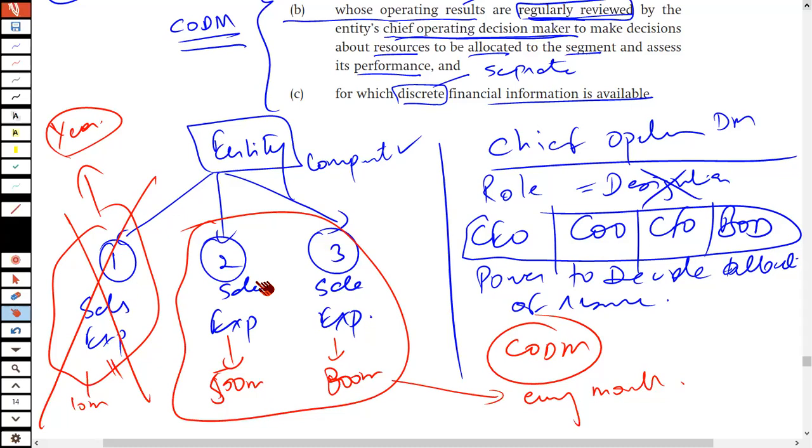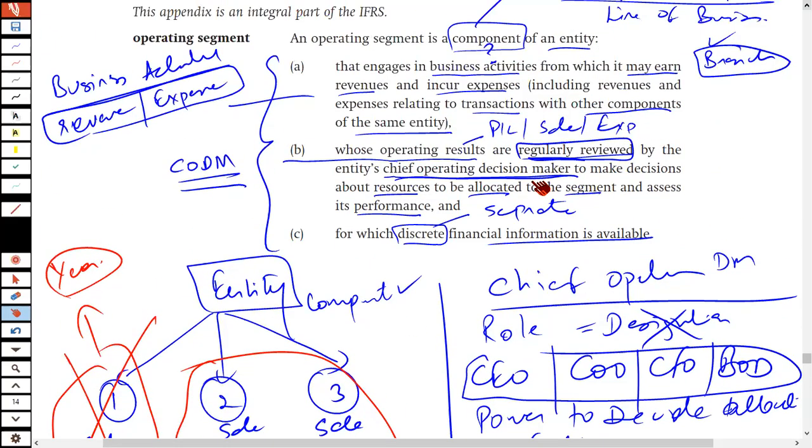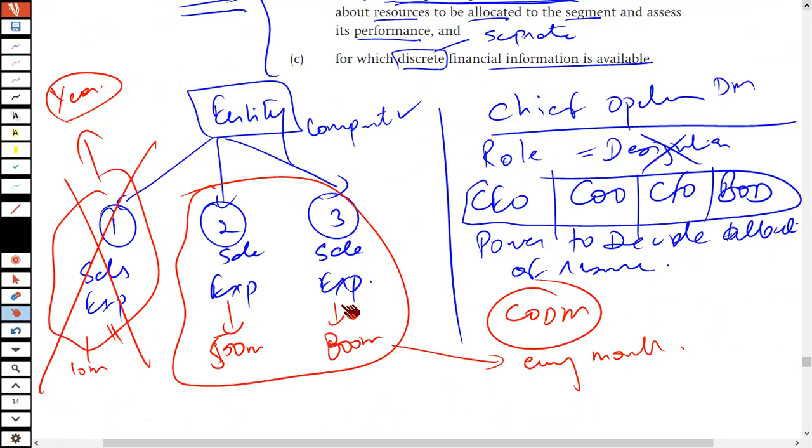Because ultimately, remember, we are talking about IFRS 8 being a disclosure-based accounting standard. I repeat, IFRS 8 is a disclosure-based accounting standard. So if it's a disclosure-based accounting standard, you need to give disclosure of the things which are important, not of the things which are useless. The chief operating decision maker is only reviewing the results of these two segments regularly. That means this is not an important segment. If this is not an important segment, this is not an operating segment.